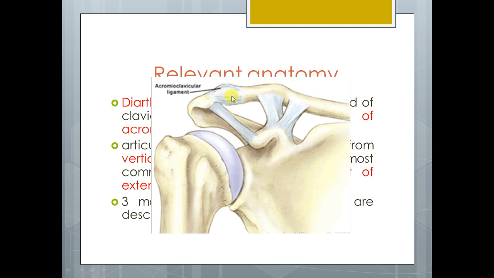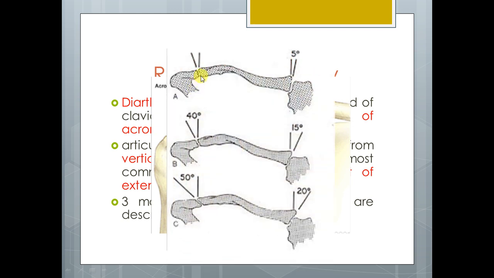It is a synovial diarthrodial plane joint between the distal clavicle and the anteromedial part of the acromion. The AC joint with its capsule, the CC ligament with its two parts, the lateral part is the trapezoid and the medial part the conoid, and the CA ligament, the coracoacromial ligament. The orientation of this joint ranges from vertical to sloping medially about 50 degrees.